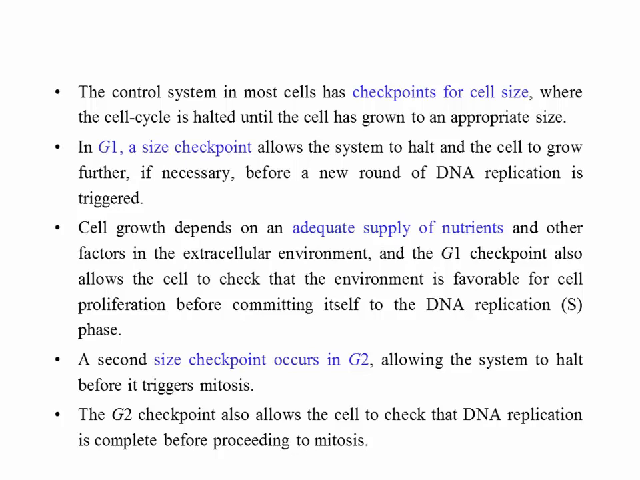For some reason. Let's say you zap a cell with a lot of radiation, right? The DNA has been damaged, okay? The damaged DNA should not be replicated, right? That means the cell has to stop in that G1 phase, before it goes to DNA replication, take out the damaged DNA, repair it, and then only do the DNA replication, right? So they will refer to that as G1 arrest that is induced by radiation, right?